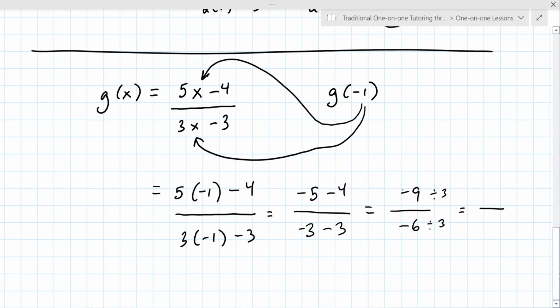What about the negatives that are out in front? And they will be staying as a negative. They cancel. 2 negatives cancel. Okay, and it equals 3/2. 3/2. Okay, let's try another one.